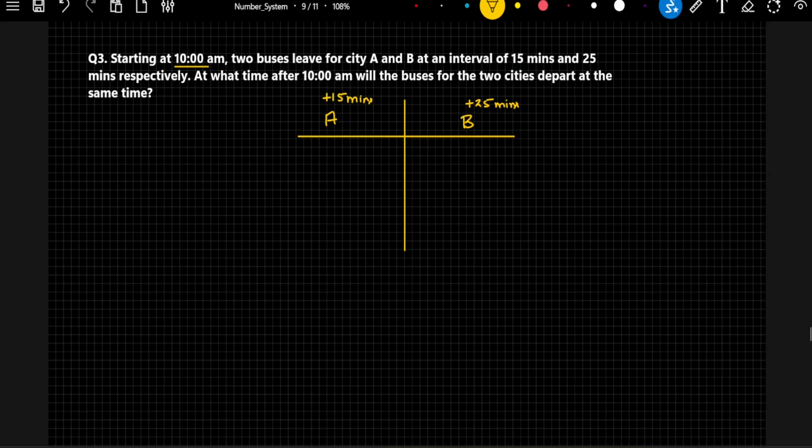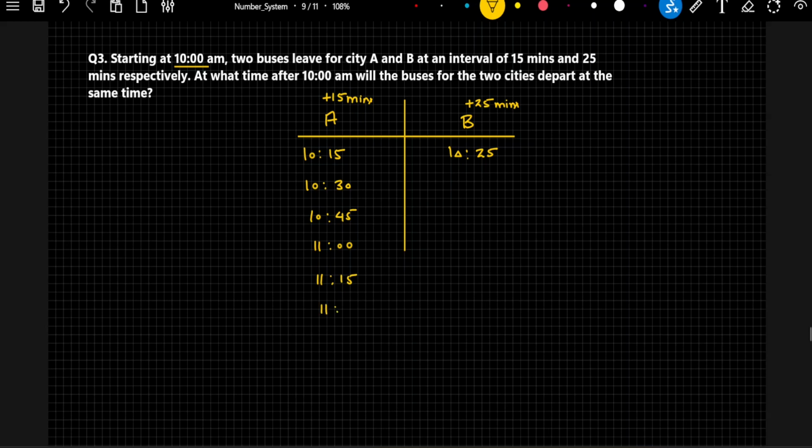If this is the case, can you tell me when the buses for these two cities will depart after 10 a.m.? You will say, sir, the bus for city A will leave at 10:15, because for city A a bus leaves after an interval of 15 minutes, while for city B the bus will leave at 10:25, because the interval for B is 25 minutes. What about the second bus? If I maintain this table, you would say this is going to be 10:30, and then the next bus will leave at 10:45, and so on.